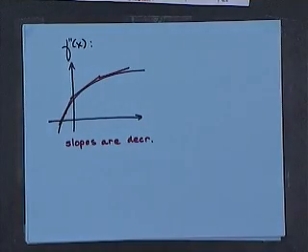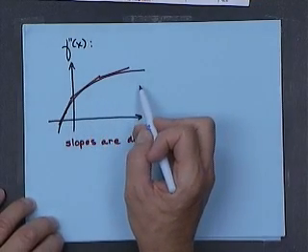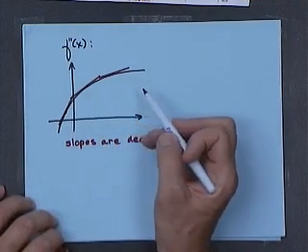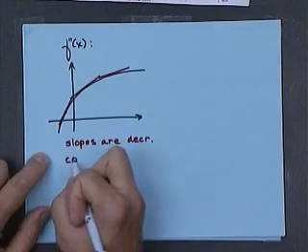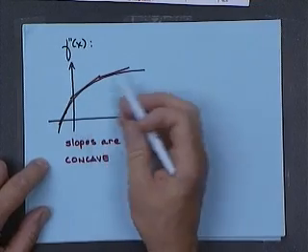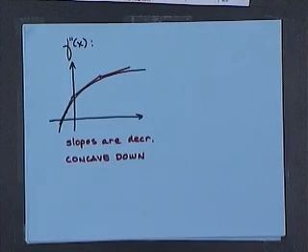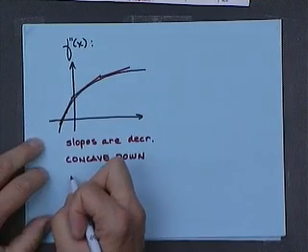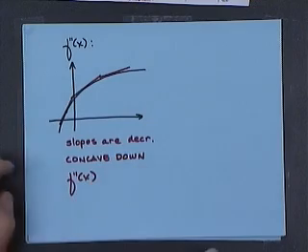So not the curve itself, but the slopes are decreasing. Now, if the slopes are decreasing, this is the only kind of shape it could have, if the slopes are decreasing. So that shape is concave down. And if the slopes are decreasing, that means that the second derivative is negative.